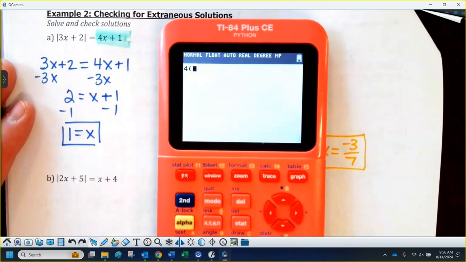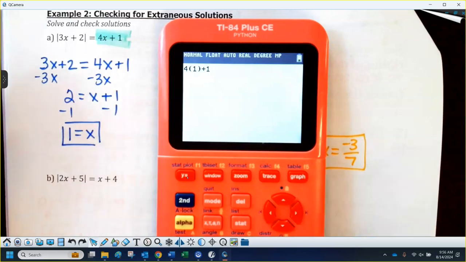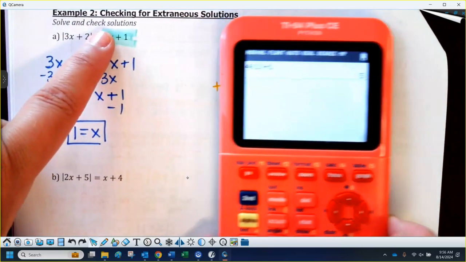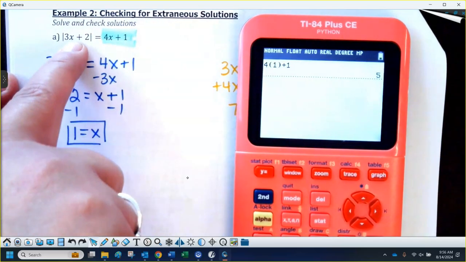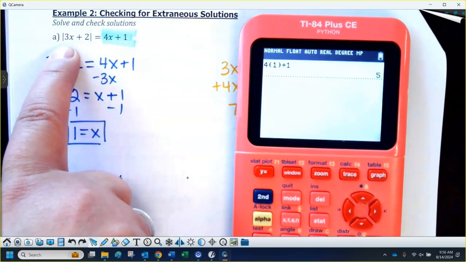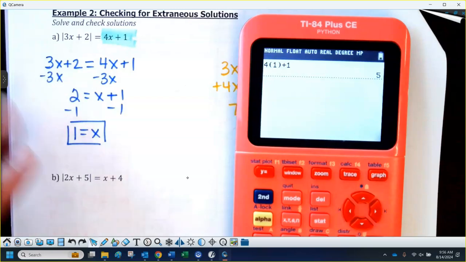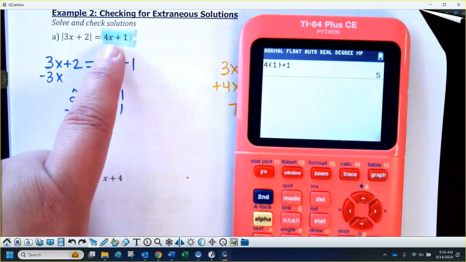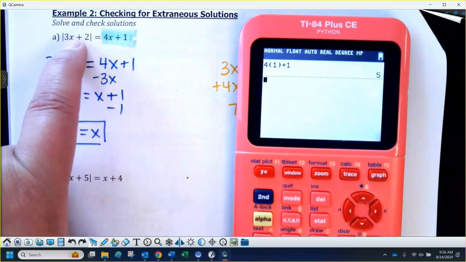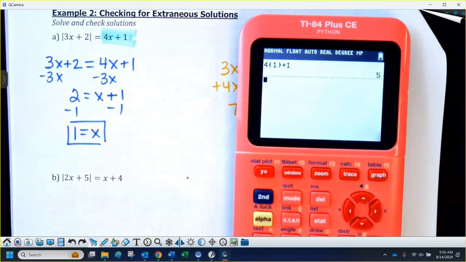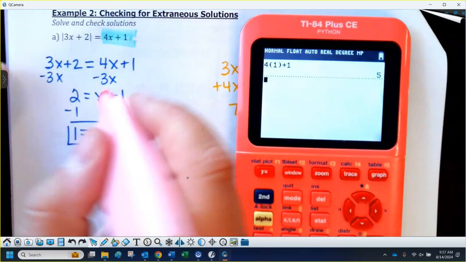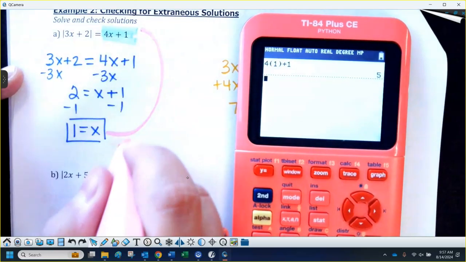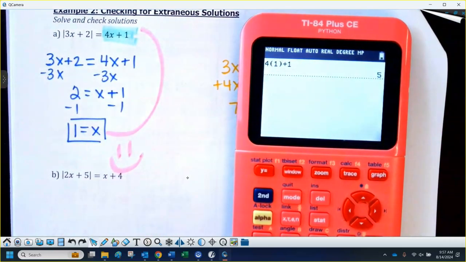So I'm just going to do 4 times 1 plus 1. Doesn't matter what the number is. It just matters whether it's positive or negative. So when I plug this in, it was equal to positive 5. It'll be 5 in here if you plug in 1. 3 times 1 is 3 plus 2 is 5. They'll be the same number. It just matters if this side is negative, because this side will always become positive with the absolute value. So this one, I got a positive number, so we're good to go. That one worked when I checked that.